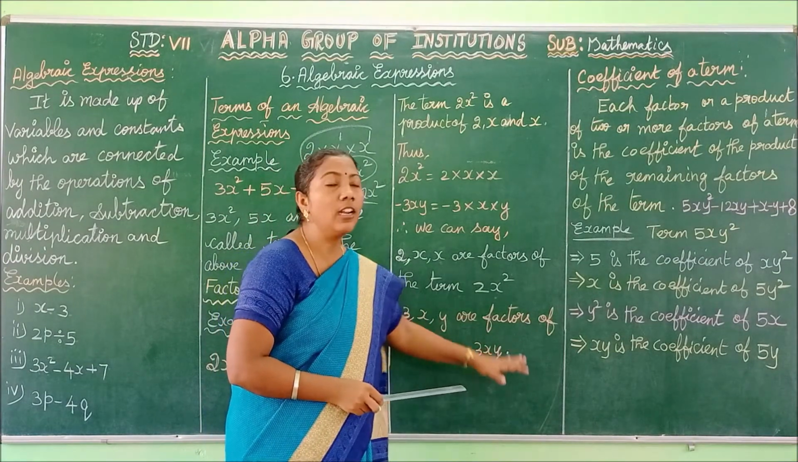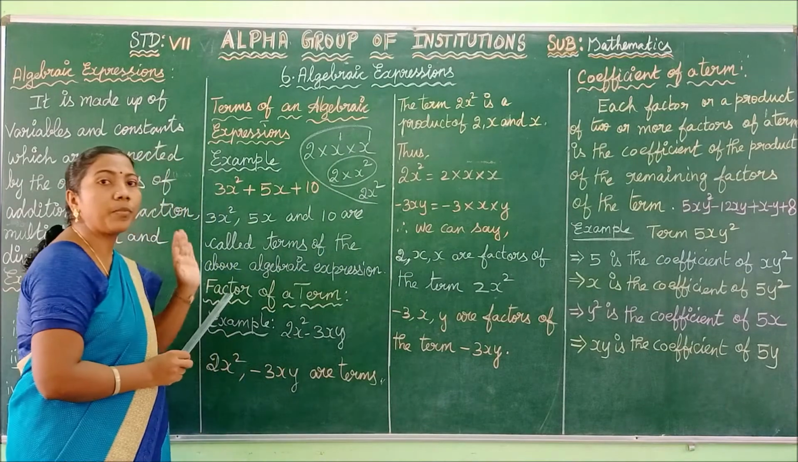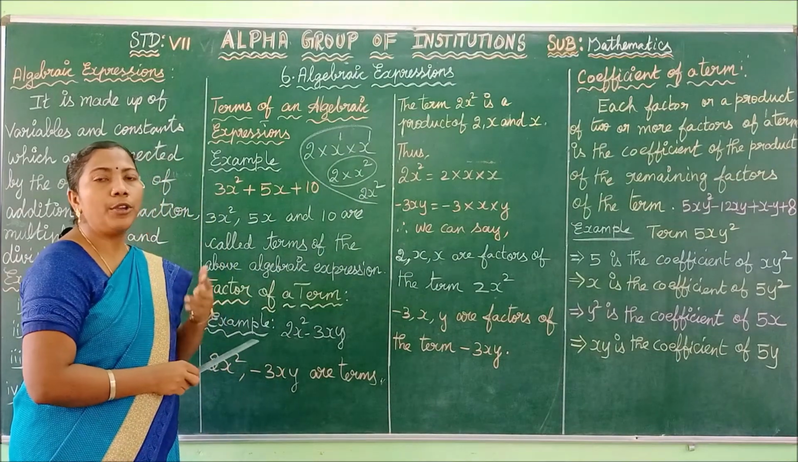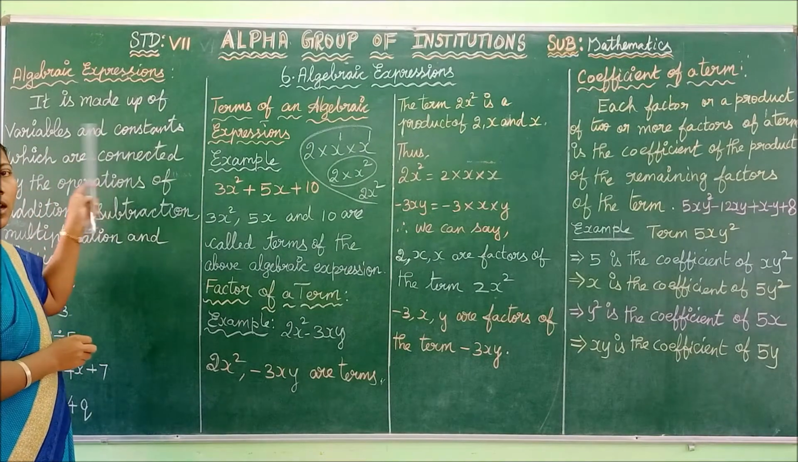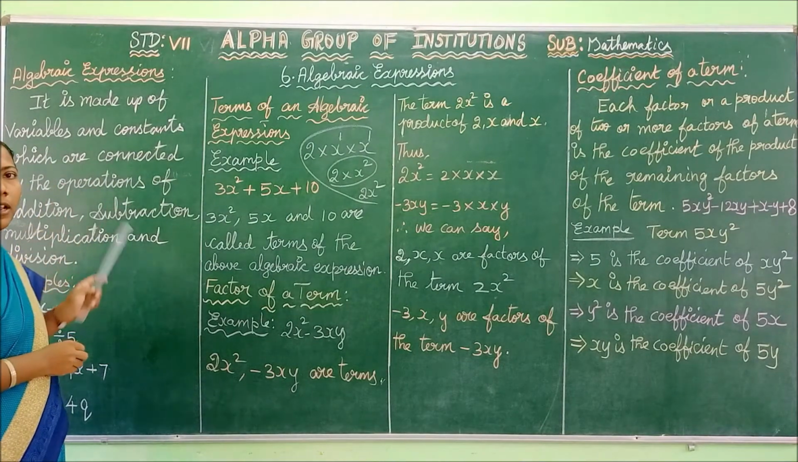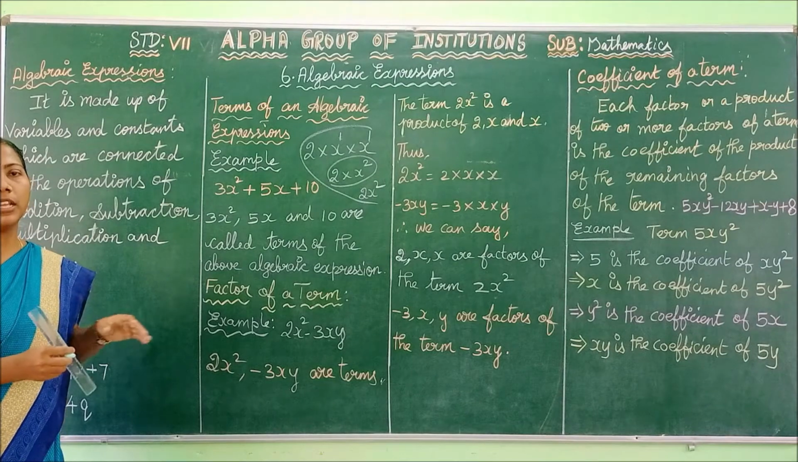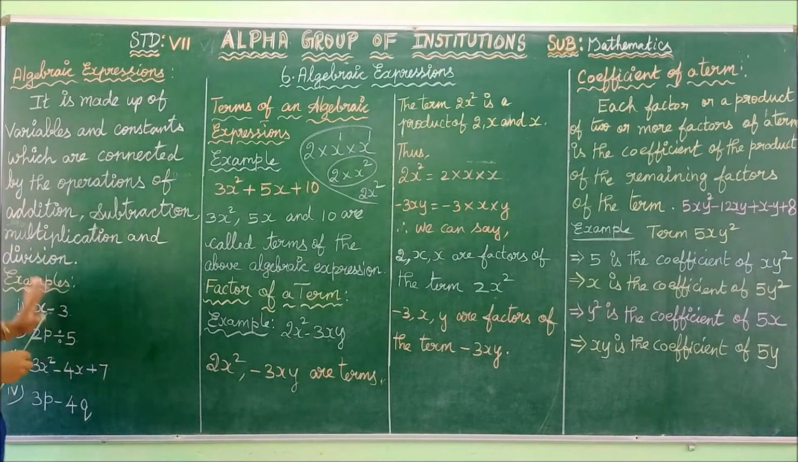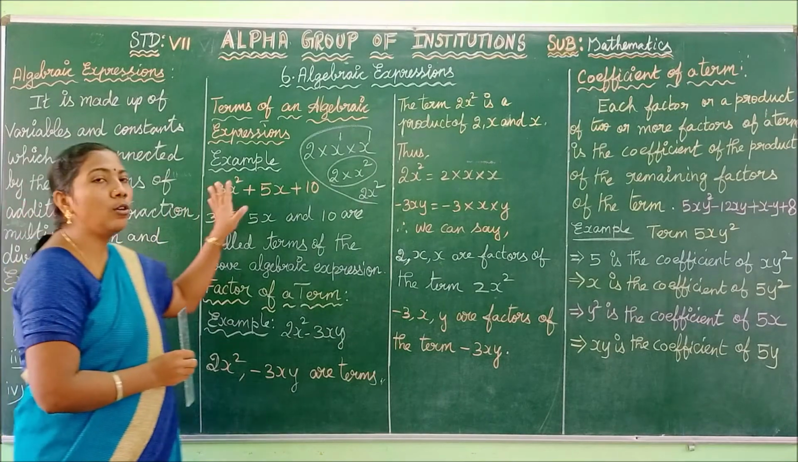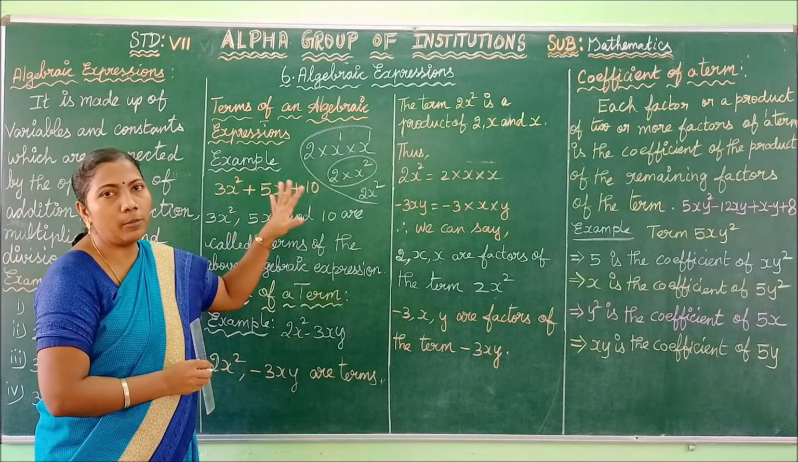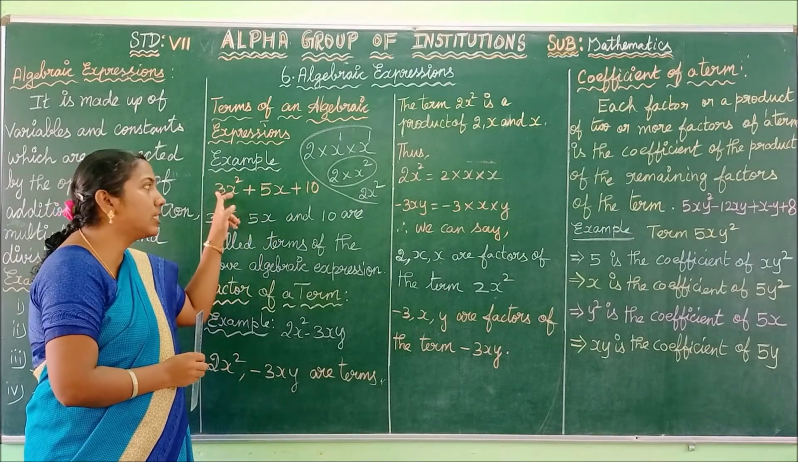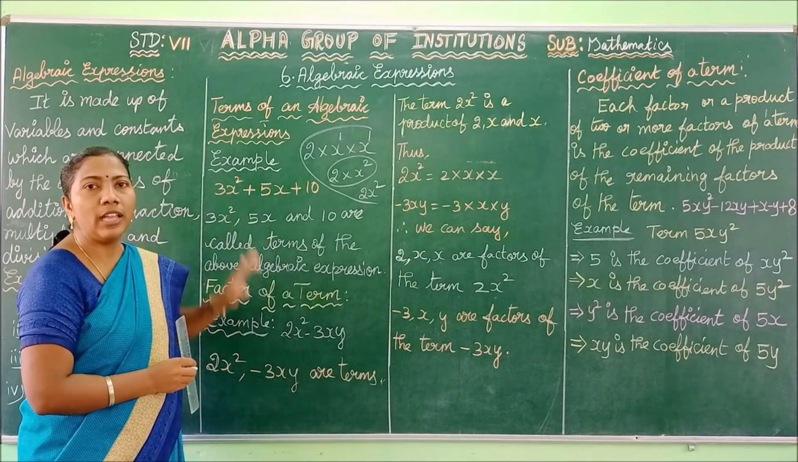Do you understand, children? First of all, we are seeing algebraic expression. How do you get an algebraic expression? Variables and constants are connected by the four fundamental operations: addition, subtraction, multiplication and division. We are getting the algebraic expression. In the algebraic expression, we have some terms. The terms are connected by addition or subtraction. For each term, we are going to define the factors.